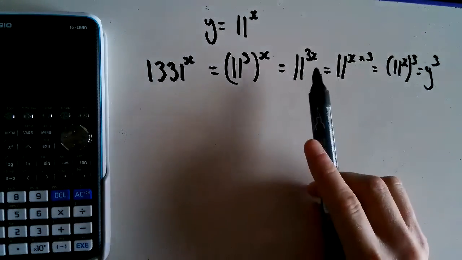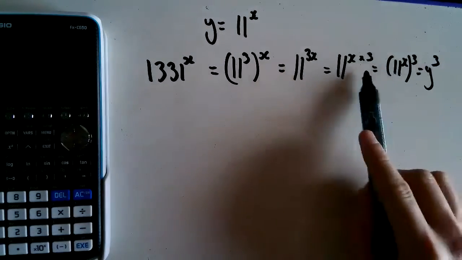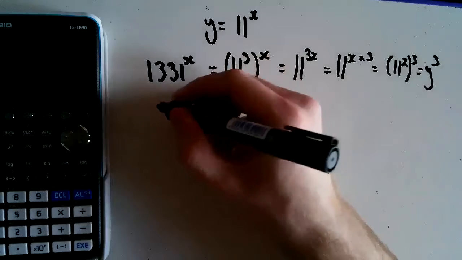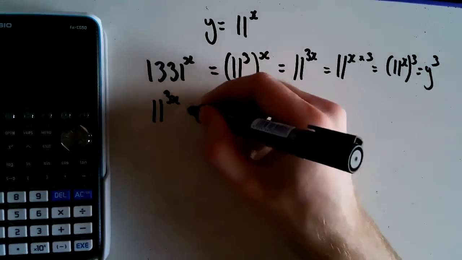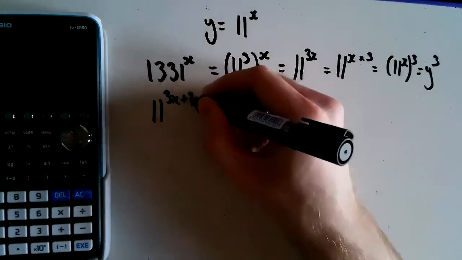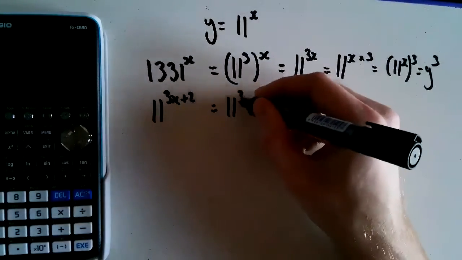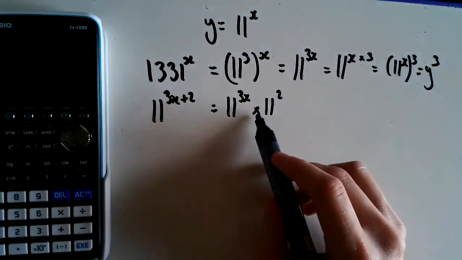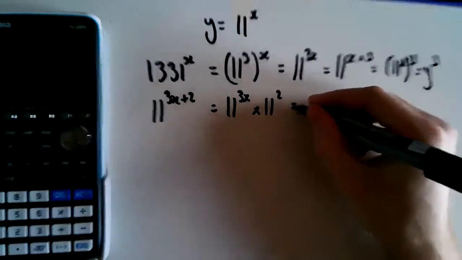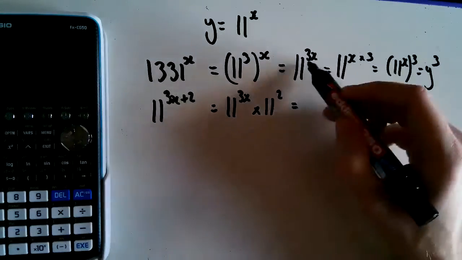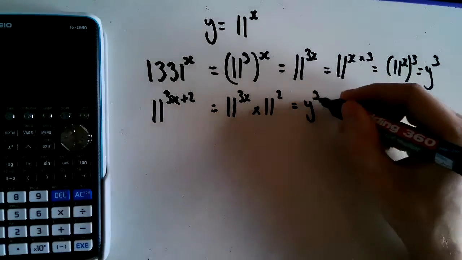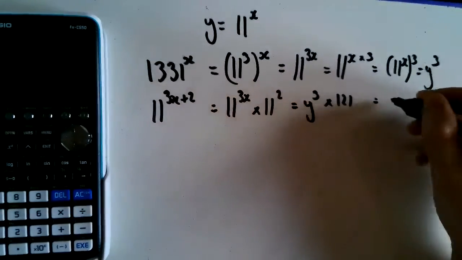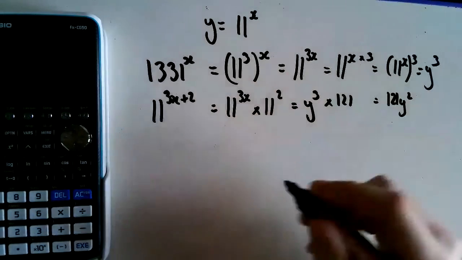Hopefully you'll be able to jump straight from that step to that step without needing these steps. Next one, 11 to 3x plus 2. So that's 11 to 3x times 11 to the 2. So plus in the power means times, remember. So from the same logic as before, that's y cubed times 1, 2, 1, which we write as 1, 2, 1 y cubed.